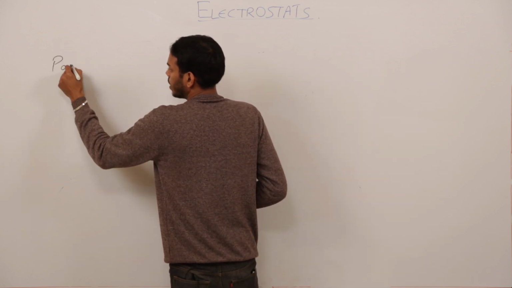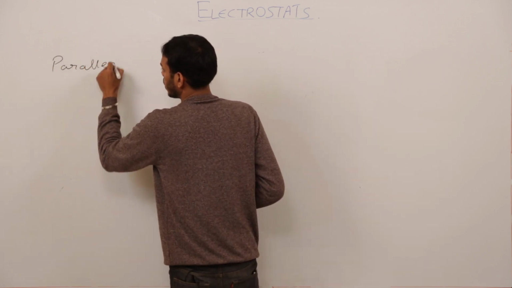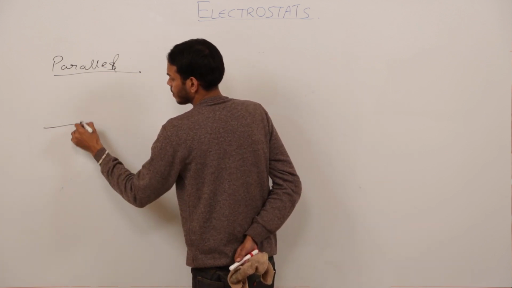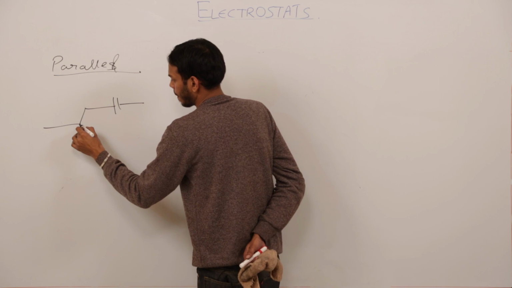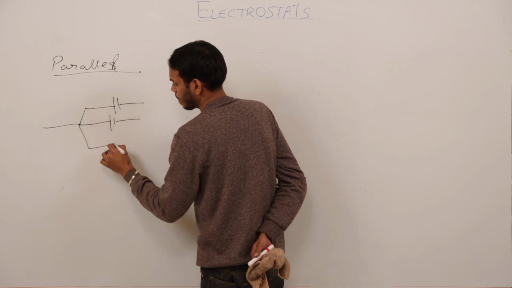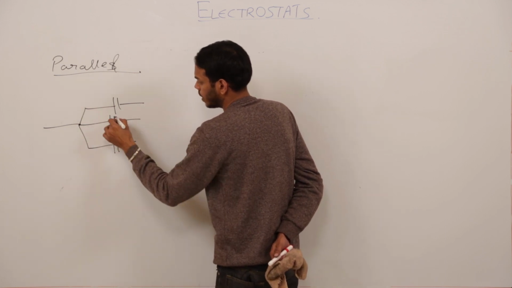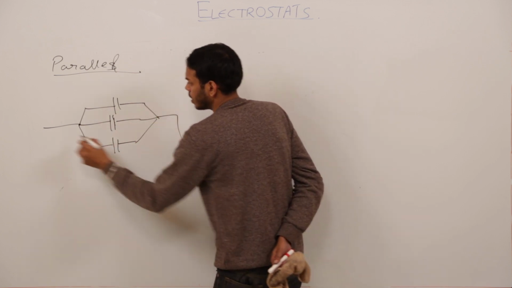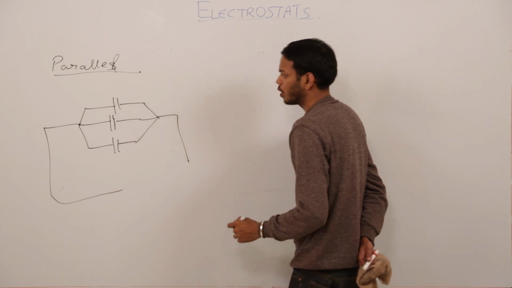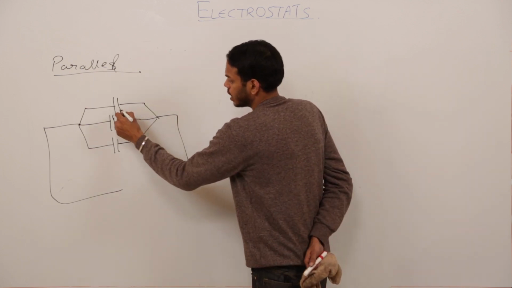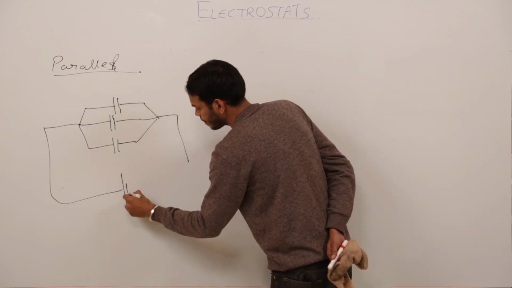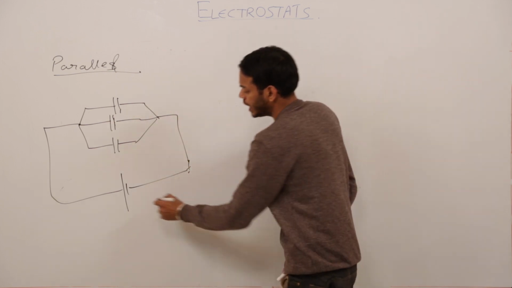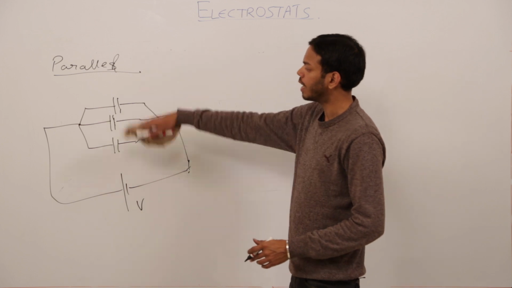In parallel, they are not batteries, they are capacitors. So please ignore any drawing mistake. Now the parallel thing, this V volt is connected parallelly across 3 capacitors.